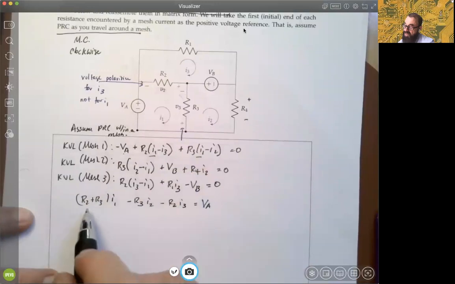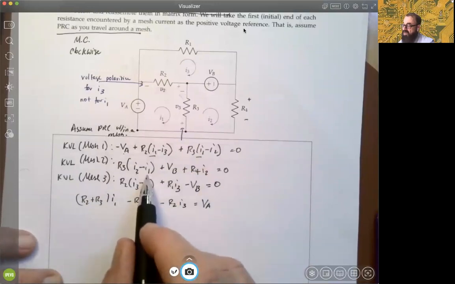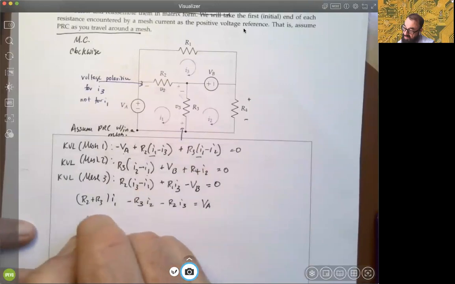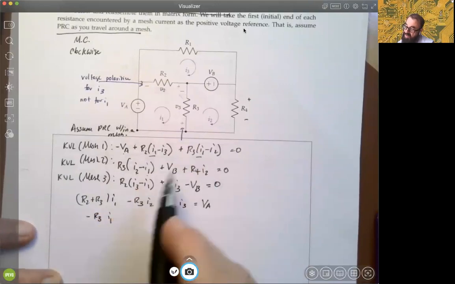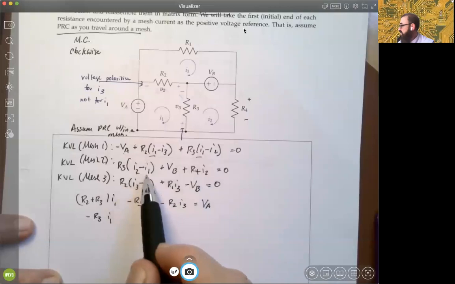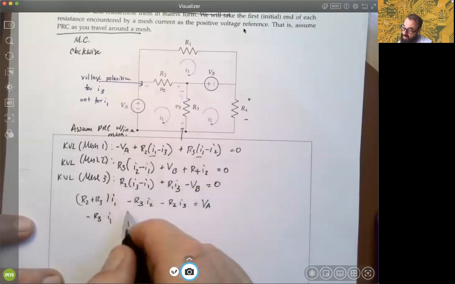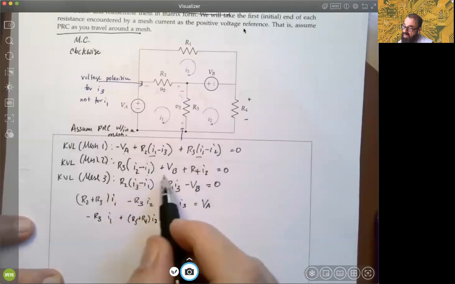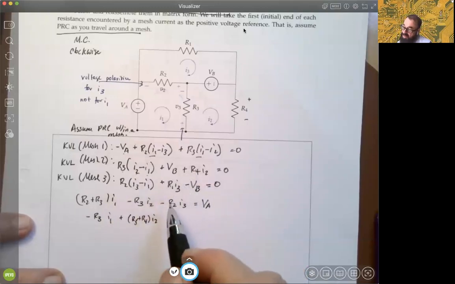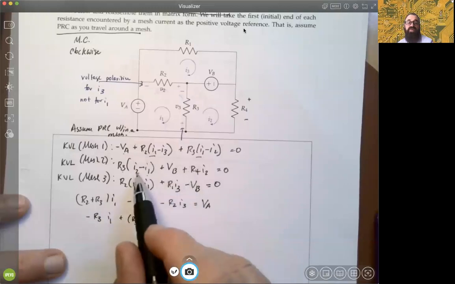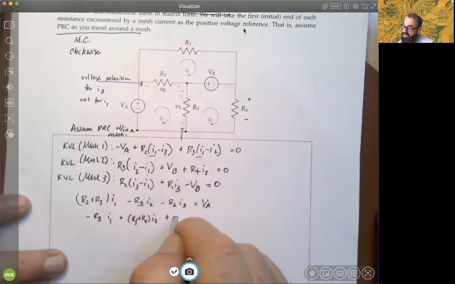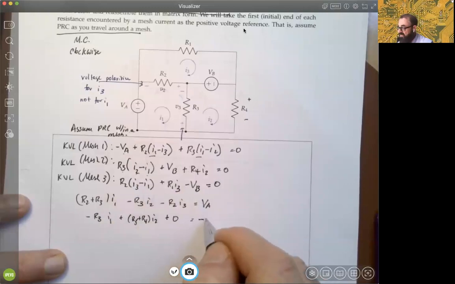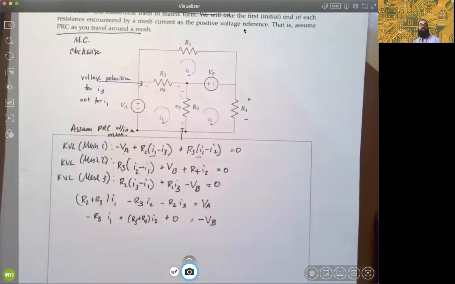Do the same thing for the second equation. The coefficients of I1 are just negative R3, so we'll have minus R3 times I1. Coefficients for I2, well, we have an R3 and we have an R4, so we'll have plus quantity, I'll write it this way, R3 plus R4 times I2. And in terms of I3, there isn't any. There is no mesh current I3 in that, so we'll have plus 0. And we'll have the minus VB going over to the right-hand side.